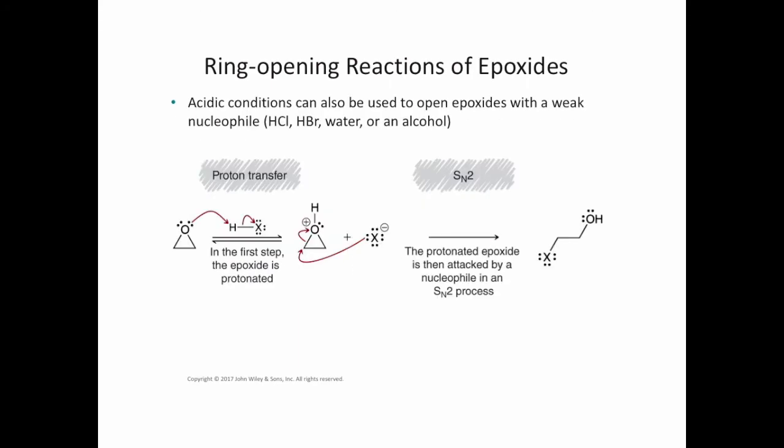Acidic conditions can also be used to open epoxides with a weak nucleophile, such as HCl, HBr, water, or an alcohol. This ends up getting more complicated when it comes to regioselectivity. But in this reaction, the first step is you protonate the oxygen with the acid. And now we have a very, very electrophilic epoxide. So now the X- is going to come in and attack one of the two carbons, opening up the ring, and then we get this resulting product.